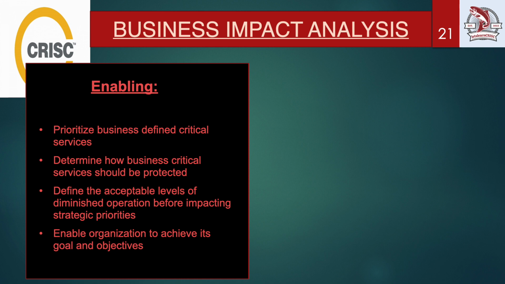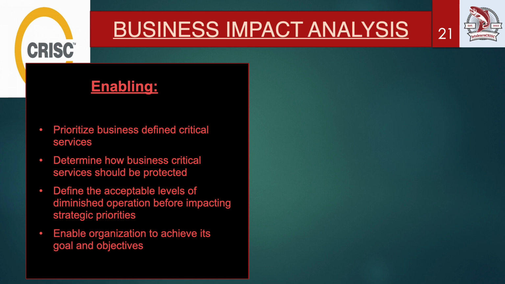Right? Moving to the next, that is defining the acceptable level of diminished operation before impacting strategic priorities. Friends, through a business impact analysis, organizations can establish the acceptable level of diminished operation that they can sustain before it starts affecting their strategic priorities. So this threshold helps guide decision making during disruption, indicating when to initiate response and recovery effort.